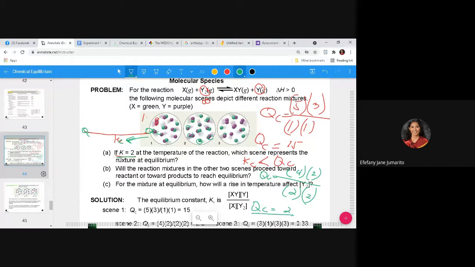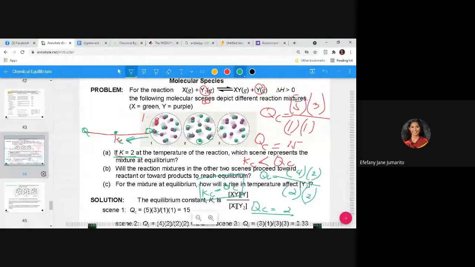QC is equal to 2. KC is equal to QC, right? So what will happen to the equilibrium? Forward, backward? It is at equilibrium. All right.